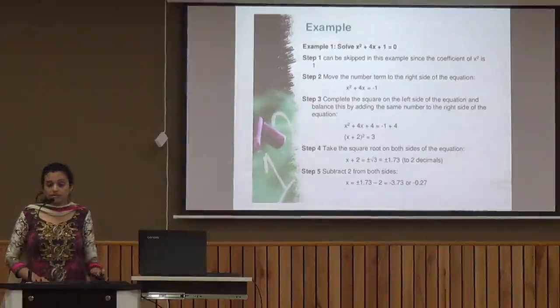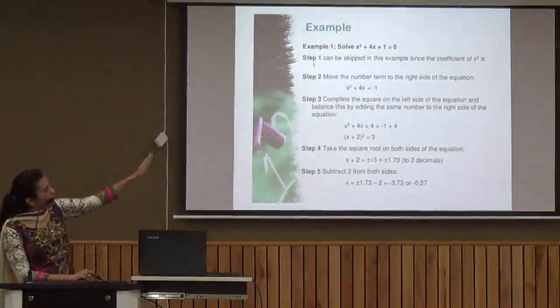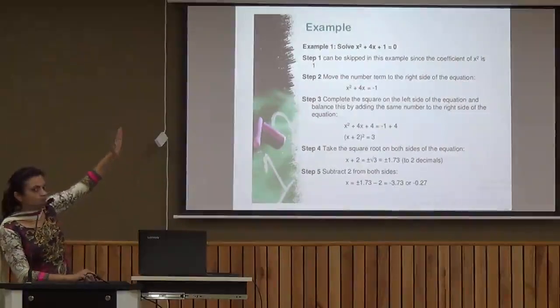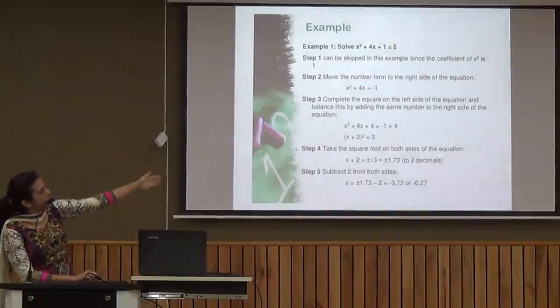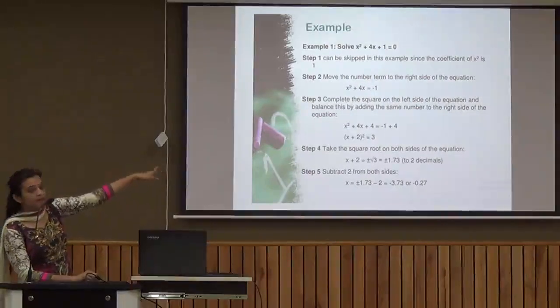Now, what is missing here? Yes, 2 square. So what we're going to do? We're going to add up 2 square onto the left side, and same thing will be added onto the right side to maintain the balance. That is, you get x squared plus 4x plus 4 is equal to minus 1 plus 4. Now the left hand side, just by adding 4 onto the left hand side, it becomes x plus 2 whole square, which is equal to 3.